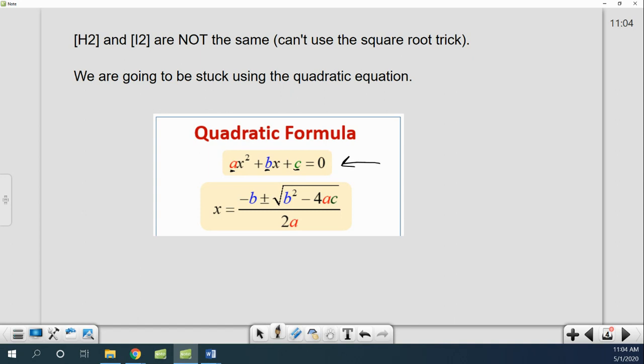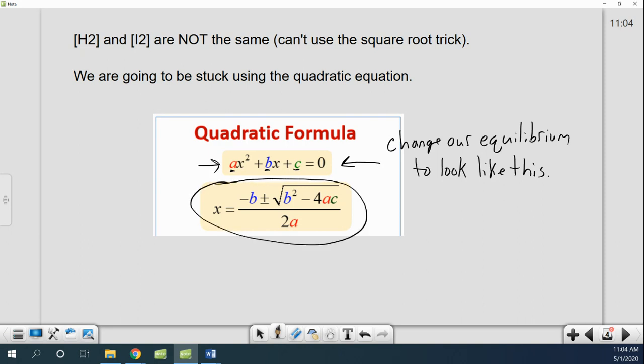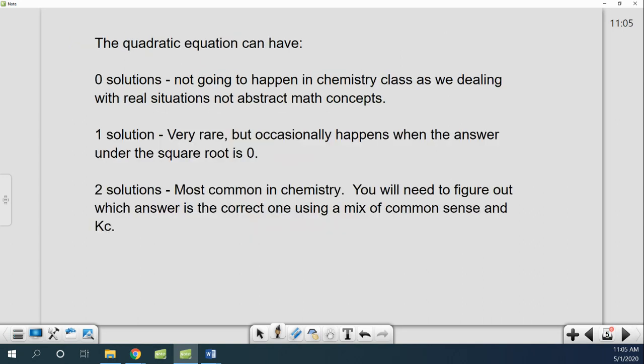And so what we're going to have to do is take that equilibrium expression, with all of our numbers in it, and change it to look like this. We need to get 0 on one side. We need to turn it into this standard form for a quadratic equation. Once we've got it in this form, we can plug it into the quadratic formula, solve it, and find an answer for x. That's what we're looking for. We want to know what x is. That's the formula that's going to tell us. And if that looks real scary, well, we're going to talk about that.